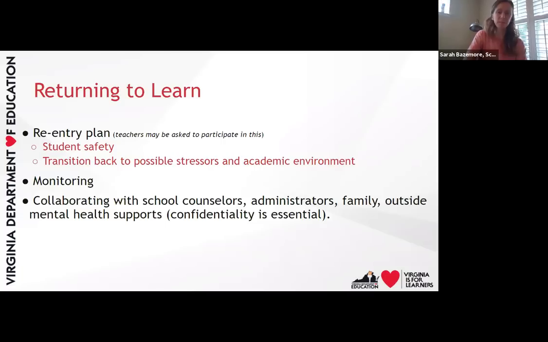Martha, I'm so glad you mentioned the work and when students return and makeup work that they might have and content that they may have missed. And I think what you said about student safety being the number one priority really rings true there.